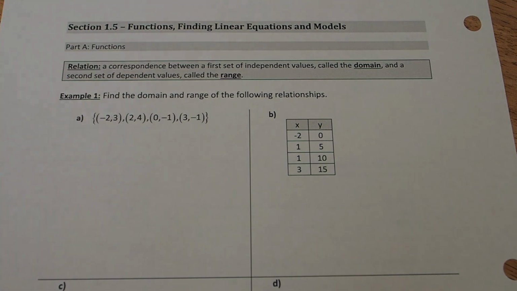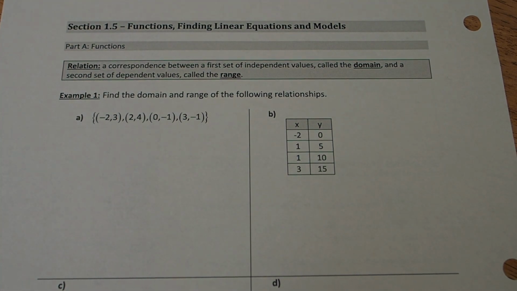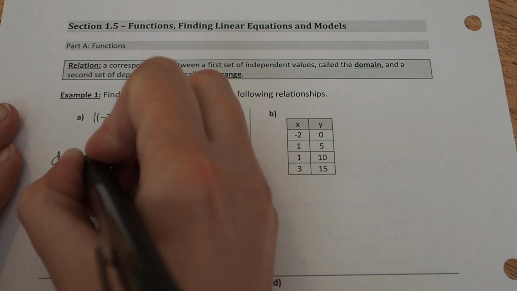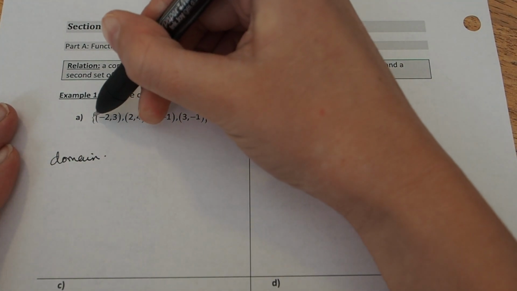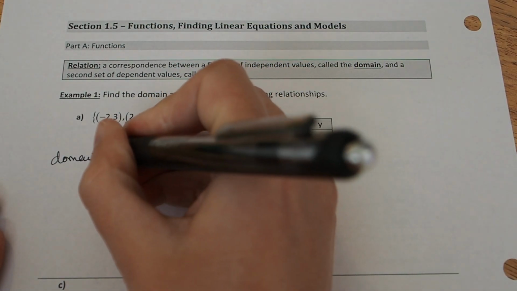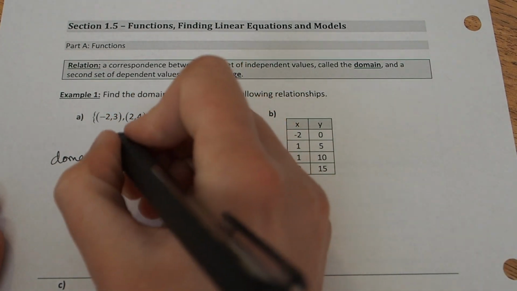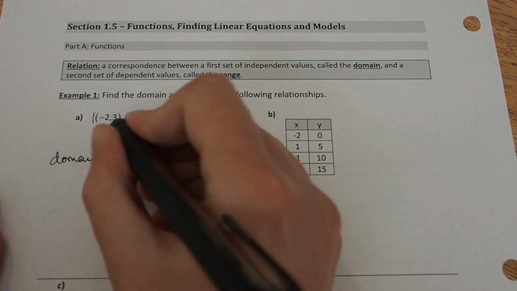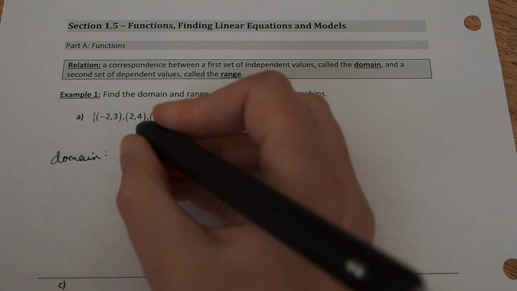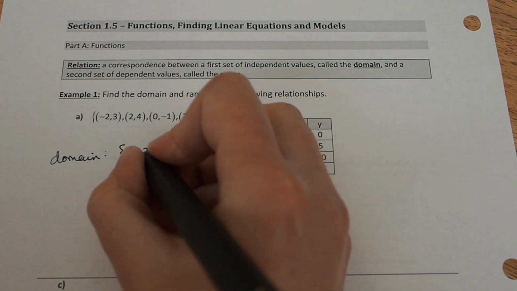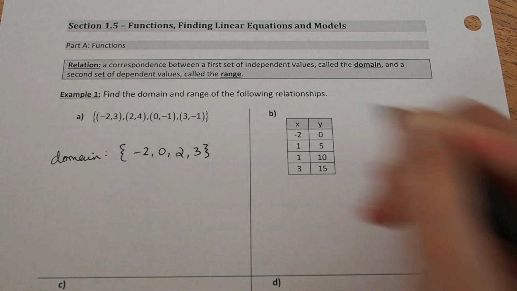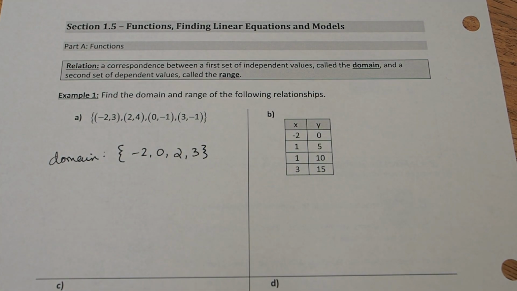So I want to list the domain and the range in each of these relations on this page. Notice that we can see there are set brackets around these ordered pairs. I'm also going to use those set brackets when I list a domain of a discrete set. So the domain is a set of all of the x values, the independent values, and I'm going to list them in increasing order. So I'm going to find the smallest, looks like -2, then 0, then 2, then 3. There's my curly bracket to close to say this is the set.